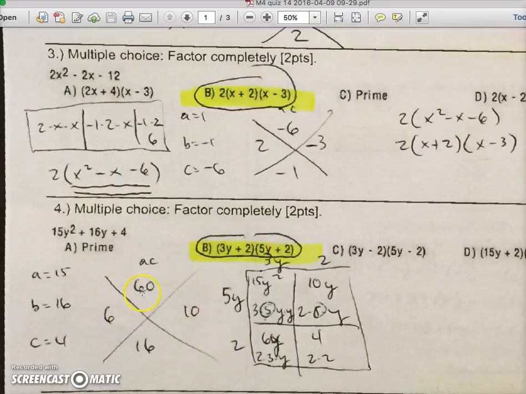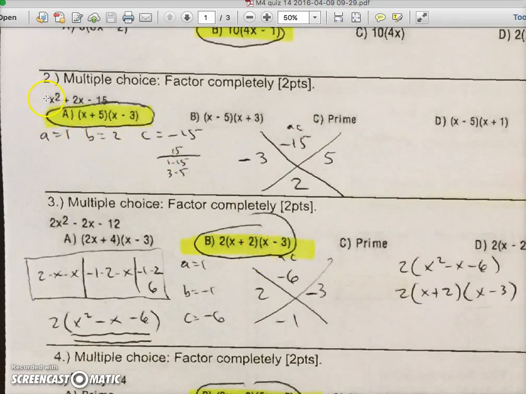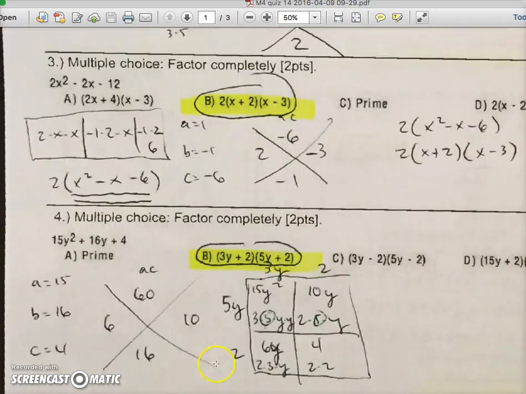So here is a key idea. When you have an A value that's greater than 1, like 2, 3, 4, 5, 6, 20, or 15, you must do the X in the box. If you have an A value that's just 1, as in problem number 2, and after you factor out the GCF here in question number 3, all you have to do is just the X. If you don't understand that, you can just keep doing the X in the box method.